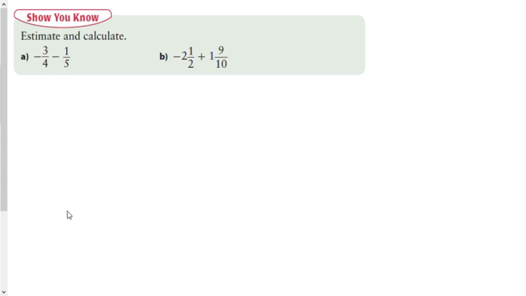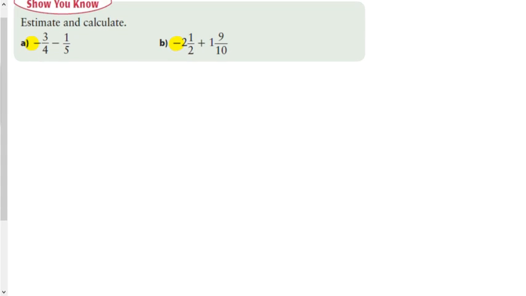And the only difference between a question you would have had in grade 8 and a question you have in grade 9 is right here. We're dealing with negative fractions and positive fractions, similarly to how we would have dealt with them in 2.2 with rational numbers, or in whole number form, positive and negative numbers. So the first question, A, we're going to do here together.